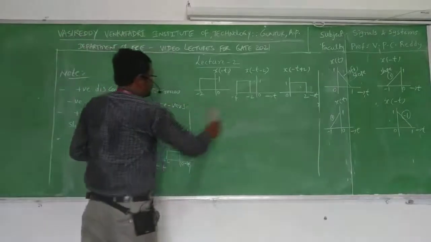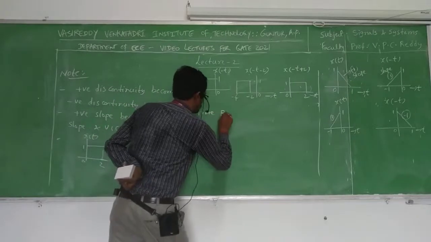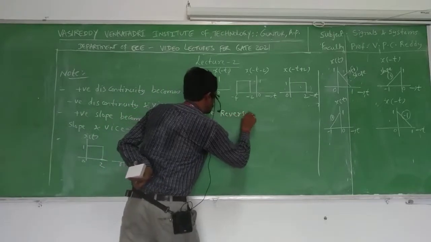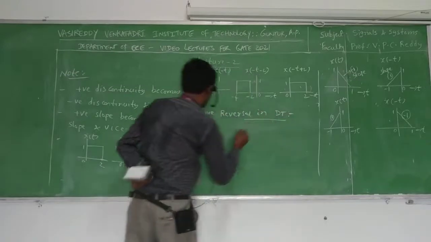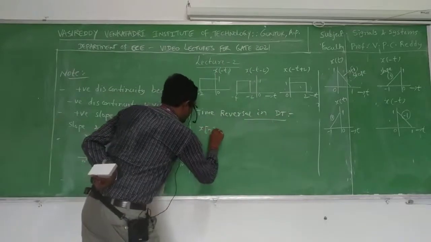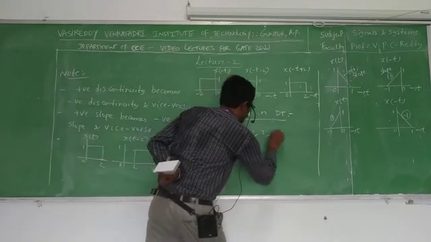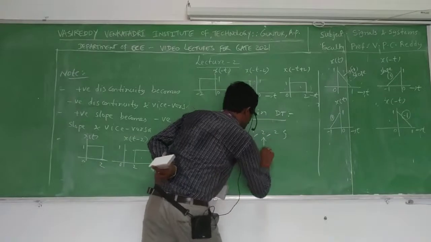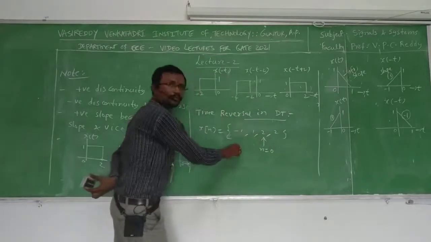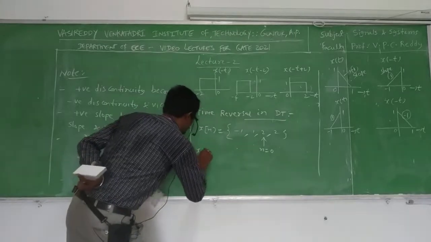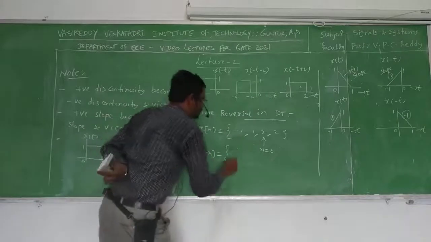Then we move on to time reversal in discrete time. So this is very simple. Suppose I give an example like this: minus 1, 1, 2, let us say 2. This is n is equal to 0. Here n is equal to 1, n is equal to minus 1, n is equal to minus 2. Now I am asking for x of minus n. Okay? So what do we have to do?